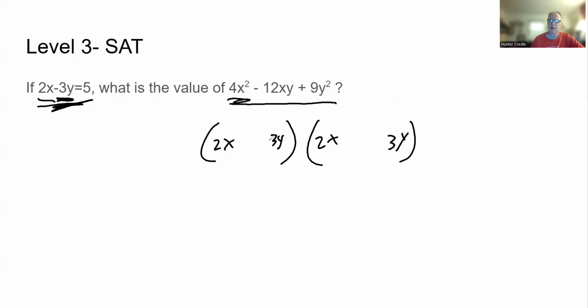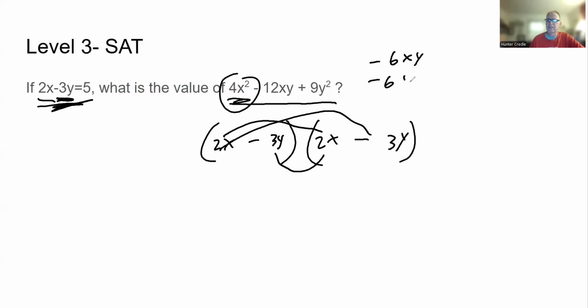Now, to get it exactly right, I need negative and negative. Now, I don't trust myself if I'm a student. If you trust yourself, great. If not, you can just go ahead and check it. 2x and 2x is 4x squared. That works. 2x and negative 3y is negative 6xy. Negative 3y and 2x is negative 6xy. So that gives you the negative 12xy. And then 3y times 3y is 9y squared. So I know that that's a legal move that I did.